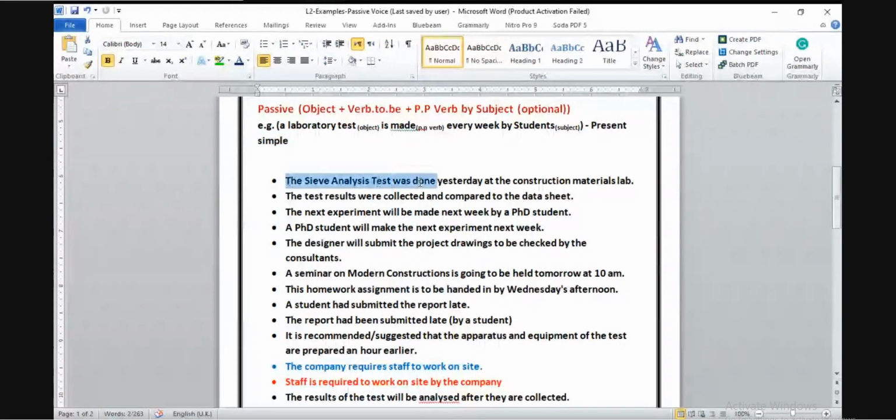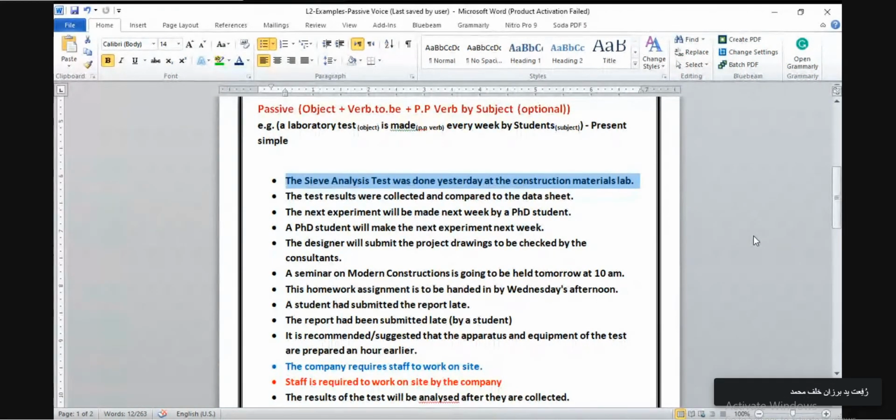Who would like to read the first sentence? We have Muntazar Khalid and Noor Abbas. Let's start with Muntazar Khalid. Could you please read the sentence? Yes, the self-analysis test was done yesterday at the Construction Materials Lab.